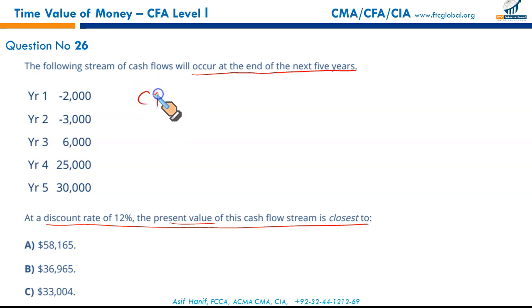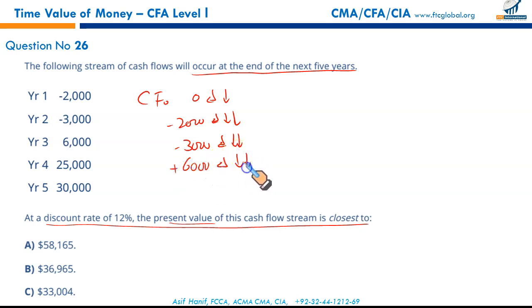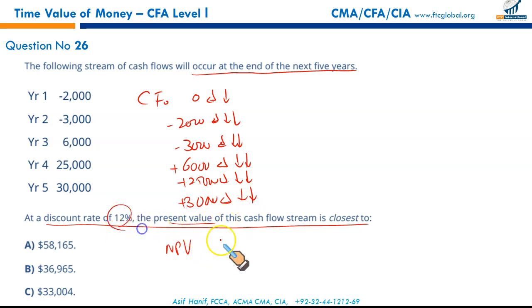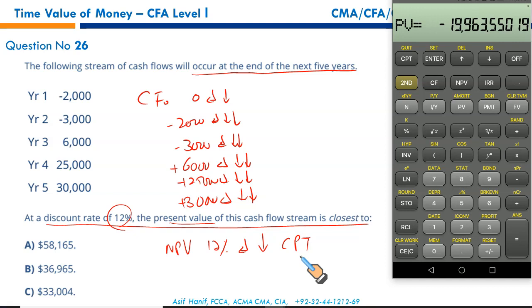All right. So CF naught, that is your 0, single arrow, $2,000 negative, enter, down arrow key twice, negative 3,000. You can use your calculator directly. This is just for illustration purposes. I'm writing it down. Enter, down arrow key, it's plus 6,000, then plus 25,000, enter, down arrow key, then you have 30,000, enter, down arrow key, then you press NPV. System will ask for the discount rate, which is given as 12%. You enter, down arrow key, and press CPT. You will get your present value. Let us do it.